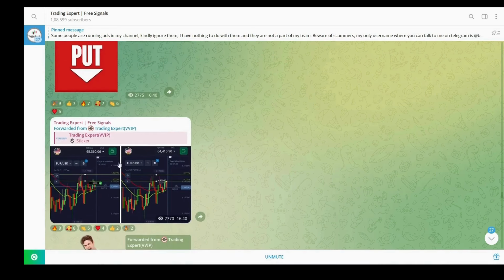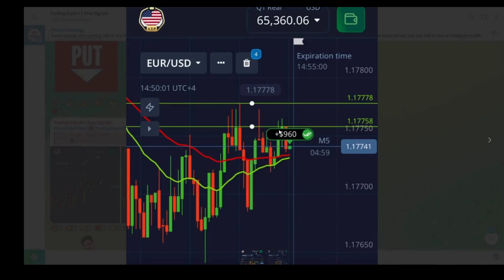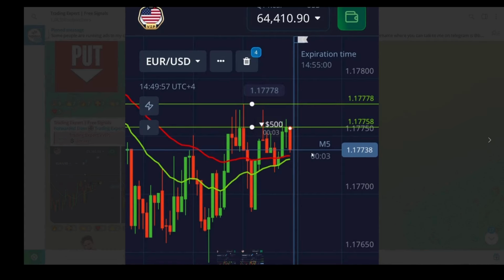Next, let's move on to another trade on EUR/USD, but this time for the downside move. The logic behind this trade was the presence of a clear resistance level. Based on that resistance, we provided a sell signal, and this trade resulted in an excellent win.